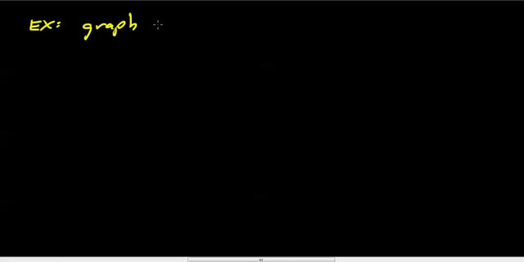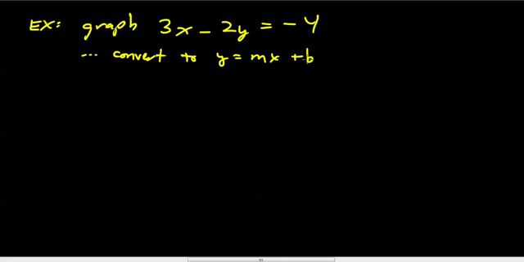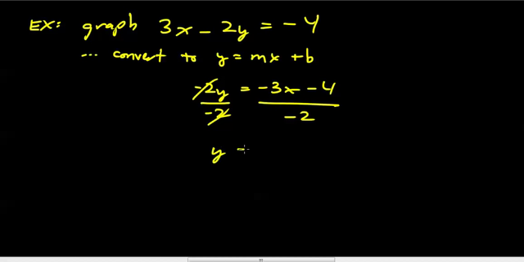Let's ask you to graph 3x minus 2y equals minus 4. I'm going to do it in the same way. First, I'm going to convert to slope-intercept form. I'll subtract 3x from both sides. I'll then divide everything through by minus 2. I'll get y equals positive 3/2 x, and minus 4 over minus 2 is plus 2. So I know now the slope is 3/2 on this line, and the y-intercept is positive 2.